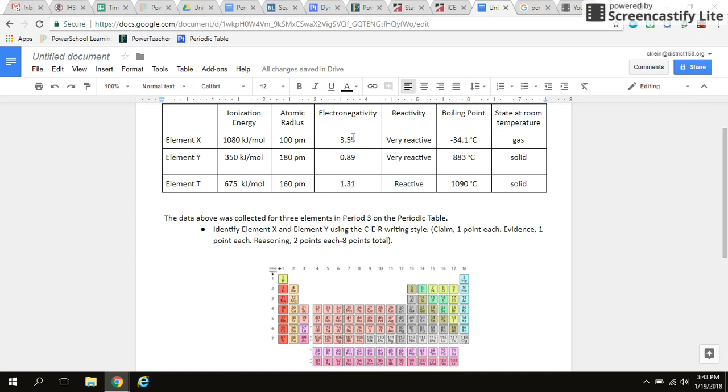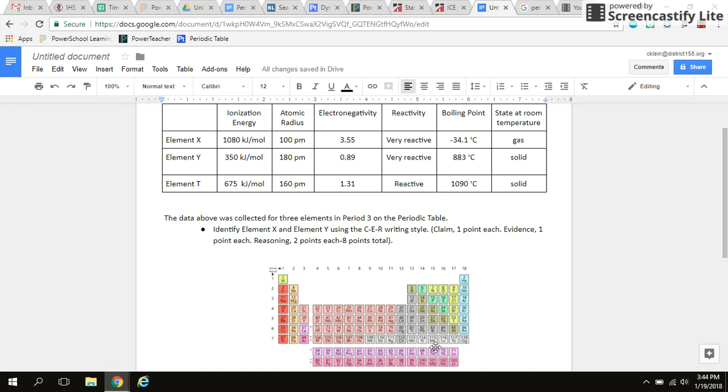Electronegativity, 3.55. That's also very high. The maximum we can have is 4.0. So that also tells me that I'm going to be hanging out in this area. And then lastly, the last piece of information that's helpful for me, reactivity. Very reactive. So I know on this side of the periodic table, I've got a very reactive group of elements that are nonmetals. My halogens are very reactive nonmetals on the periodic table. So the information that I'm obtaining from the element X row is kind of telling me that element X must be on this side of the periodic table somewhere.